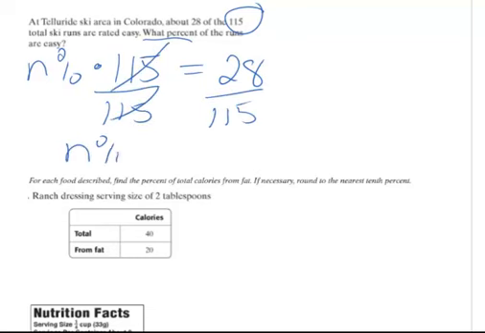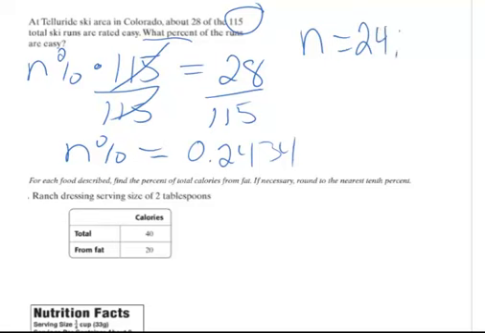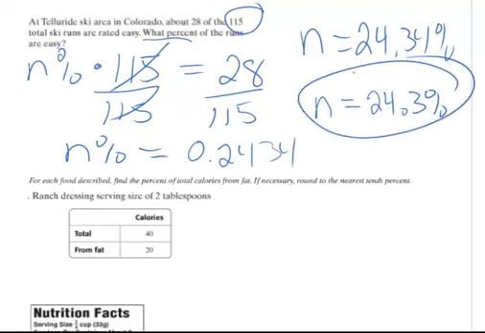That's going to leave me with n percent equals, I'm going to take my calculator now, 28 divided by 115, and I'm coming up with 0.2434, so I'm pretty sure we need to round here. So let's go ahead and say, my first step is I'm going to change that to a percent. So that would be 24.34%. If I round to the nearest tenth, that should give me 24.3%.